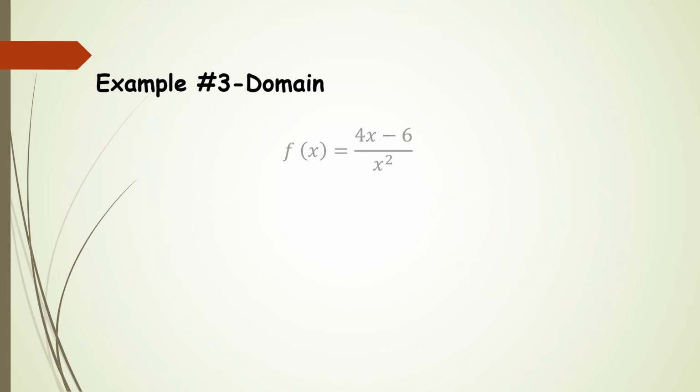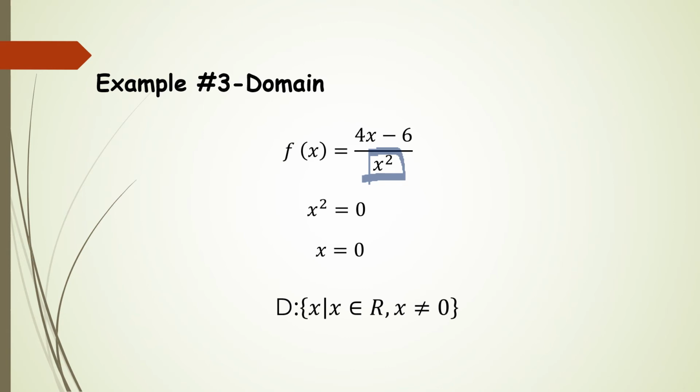Example number 3. We have f of x is equal to 4x minus 6 all over x squared. So we will find the domain. Again, look at the denominator, which is x squared. Equate to 0. X squared is equal to 0. Therefore, ang x natin is equal to 0. Thus, our domain will be x such that x is an element of real number wherein x is not equal to 0.